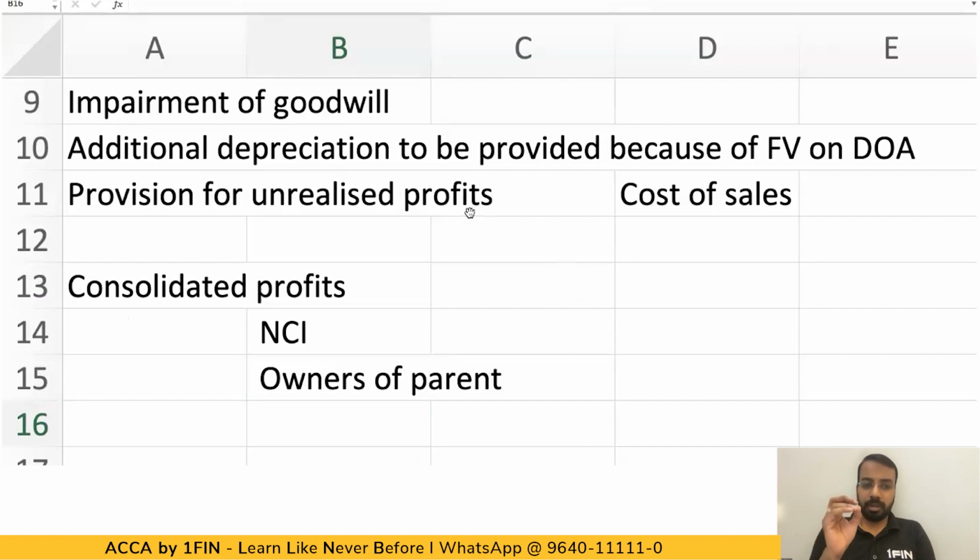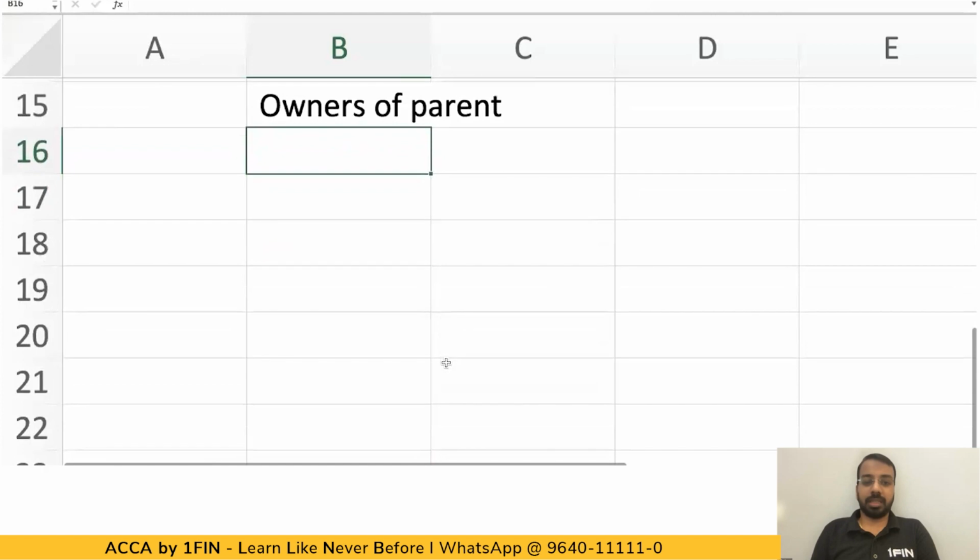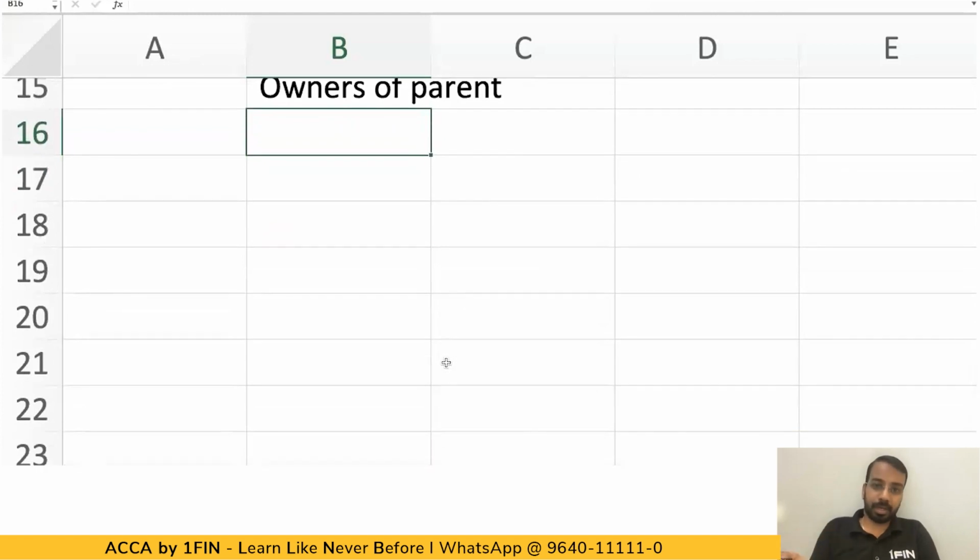Okay, so the only thing complicated which can arise in a consolidated P&L is removing the income, removing the expenses, and provision for unrealized profits on sale of, let's say, inventory. So that takes care of the consolidated P&L. There is nothing much to do when it comes to consolidated P&L.